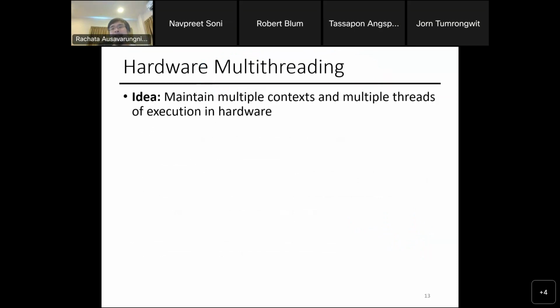The idea is I'm going to maintain multiple thread contexts. Thread context includes things like the program counter for that thread, the register file for that thread. I need to maintain this because each program would have a different value for the program counter and a different value for the register file. So if I want to handle multiple thread contexts, I need to have space for them. And then I would handle multiple executions in hardware.